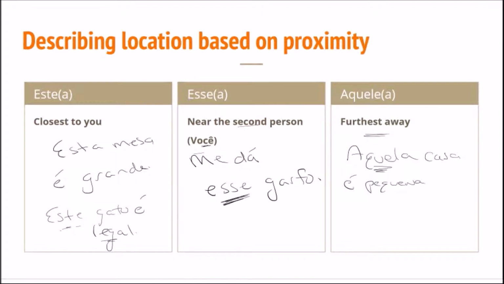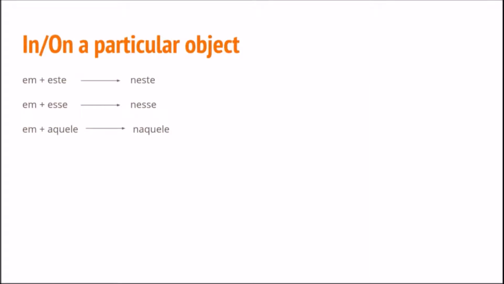So, to be honest, I really only use esse, essa, and aquele, aquela, just because, I mean, people will understand what you're saying if you use these interchangeably. They understand me if I use them interchangeably, and I've heard Brazilians use these interchangeably. But just if you want to get absolutely correct, esta or este is closest to you. Esse, essa is closest to the second person, the person you're talking to, the person you're giving the command to, for example. And aquele, aquela is furthest away.